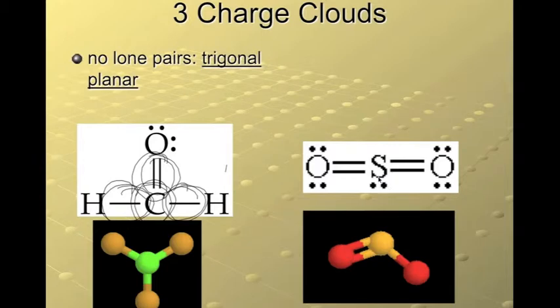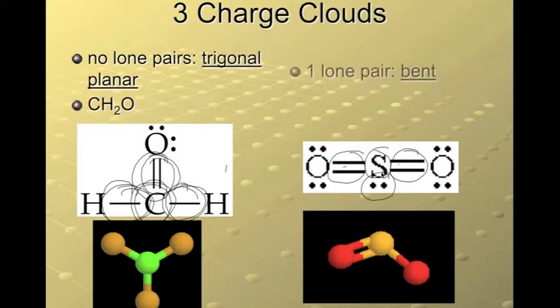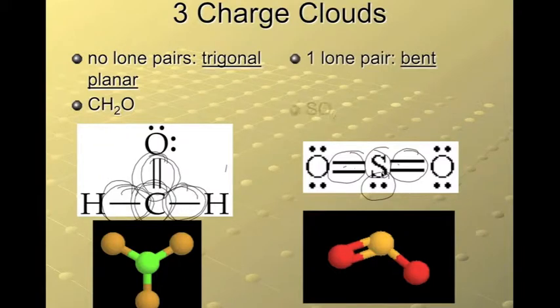If we look here at sulfur dioxide, here's my central atom. I have 1, 2, 3 charged clouds, because remember charged clouds are the dashes and the dots, but here we have 2 bonding pairs and 1 lone pair. So what we would see is we have 1 lone pair. This would create the shape of bent.